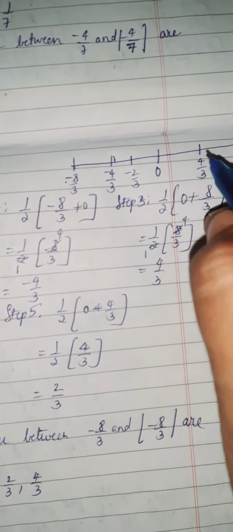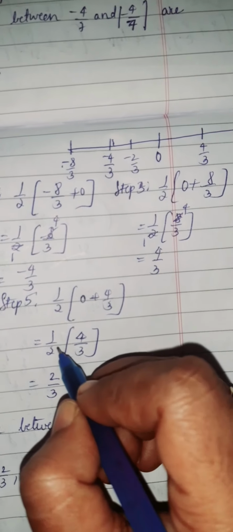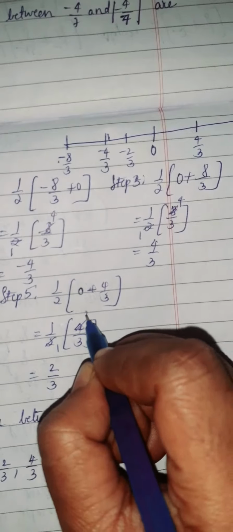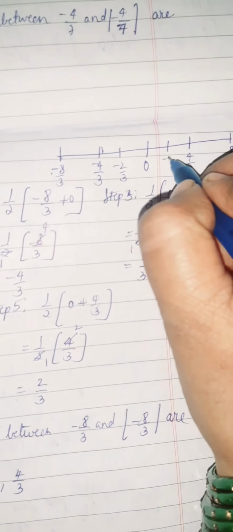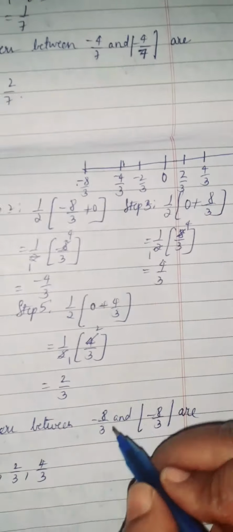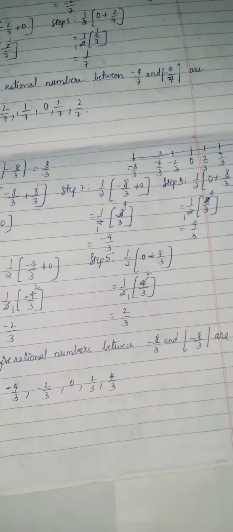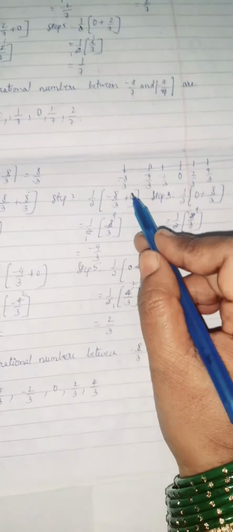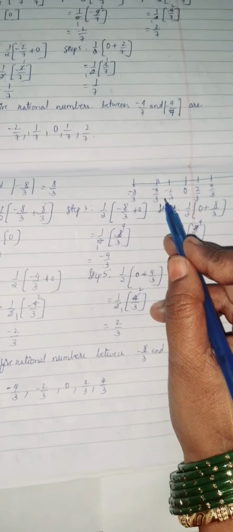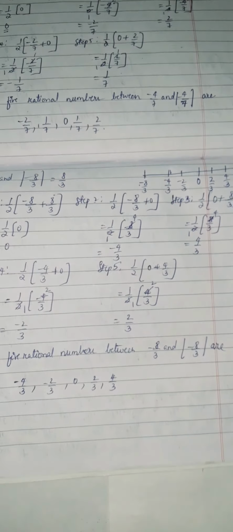Step number 5: 1 by 2 into 0 plus 4 by 3, which is 4 by 3. 2 1s are 2, 2 2s are 4, so 2 by 3 is the fifth rational number. So the rational numbers between minus 8 by 3 and 8 by 3 are minus 4 by 3, minus 2 by 3, 0, 2 by 3 and 4 by 3.